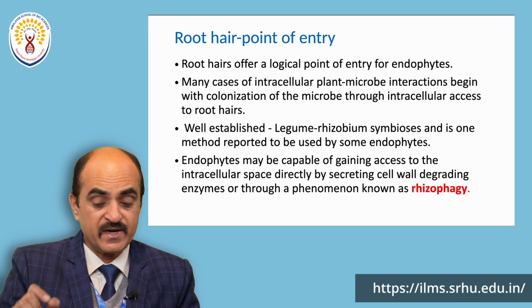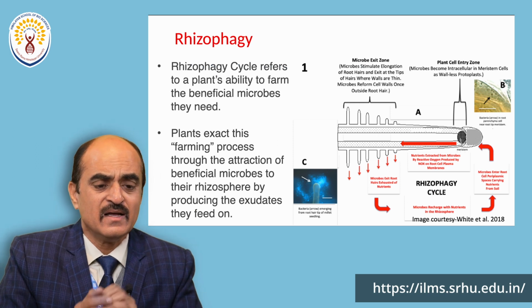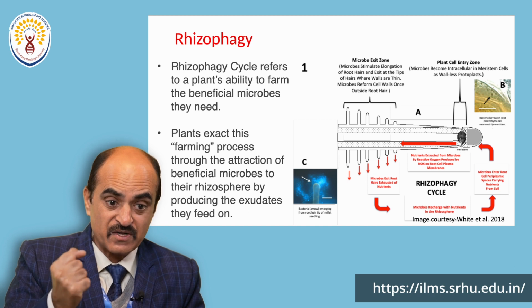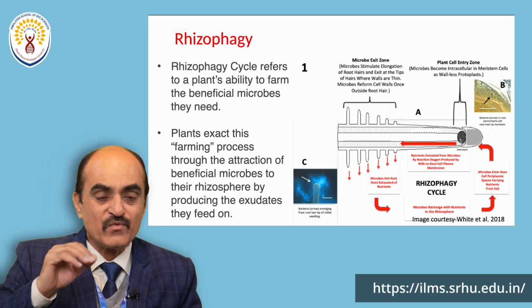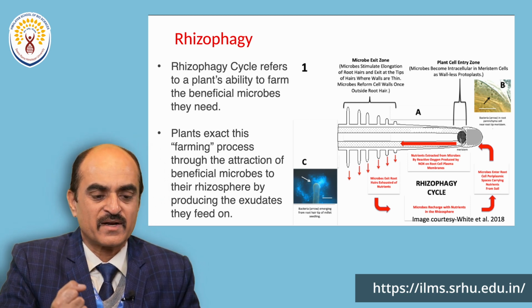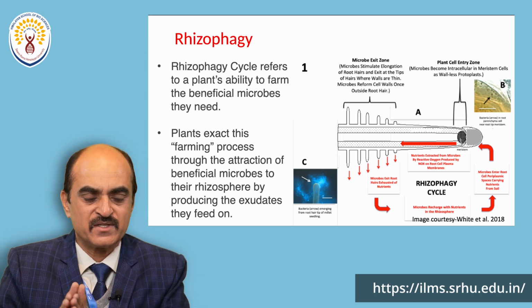Now what is rhizophagy? It's a very interesting phenomenon. Let's understand this. Rhizophagy is a cycle which refers to a plant's ability to farm or cultivate the beneficial microbes they need. Once they cultivate these microbes, the plant extracts this farming process through the attraction of beneficial microbes to the rhizosphere by producing the exudates they feed on.